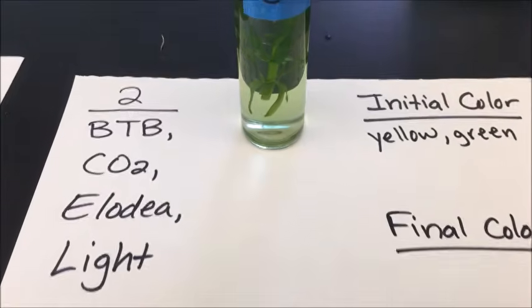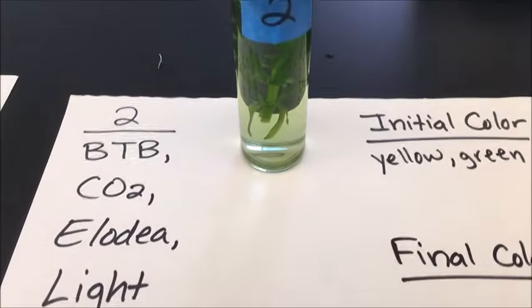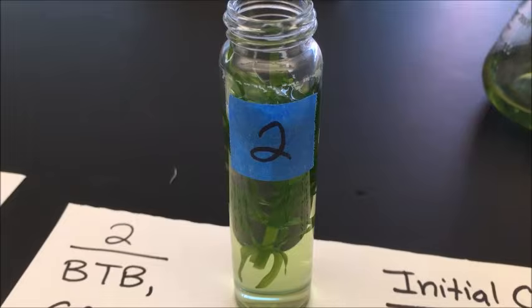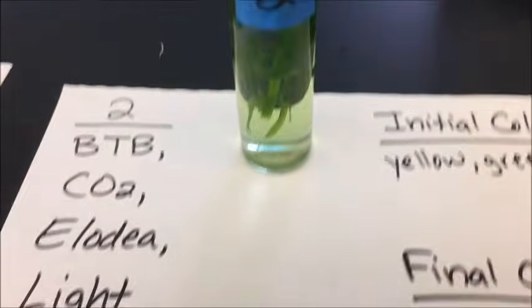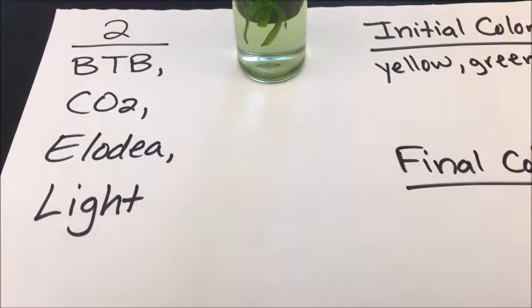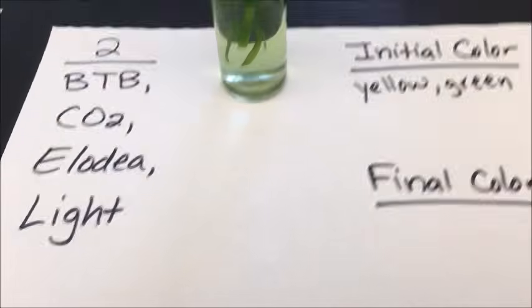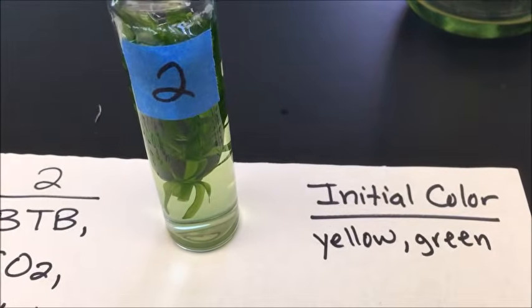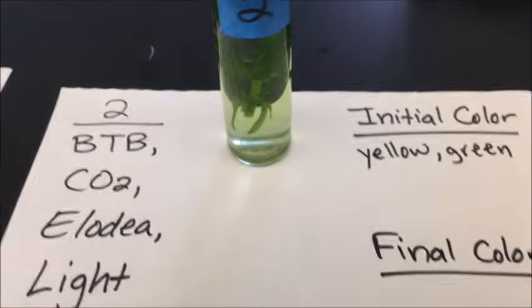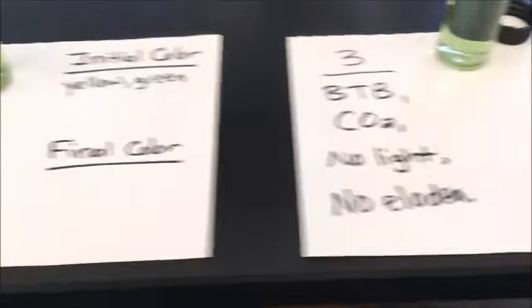Tube number 2 has bromothymol blue inside, carbon dioxide from my breath. You can see there's also a watery plant, the Elodea plant. But this one I'm going to expose for the 24 hours to sunlight. Right now, you can see there's a yellow-green color on the inside. We'll see what it looks like 24 hours from now.